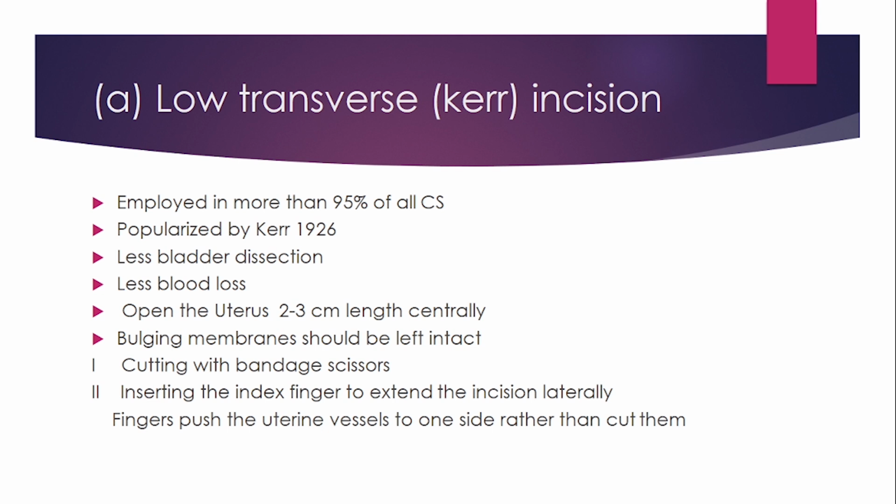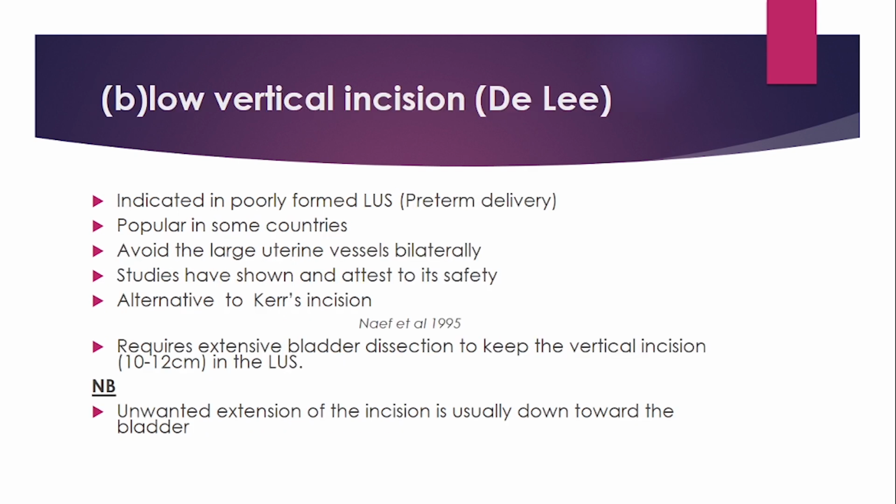Then the membranes should be left intact. Then you can cut now with bandage scissors. Then you insert your index finger to extend the incision laterally. And what your fingers will do is to push the uterine vessels to one side rather than cut them. And this definitely will minimize bleeding.